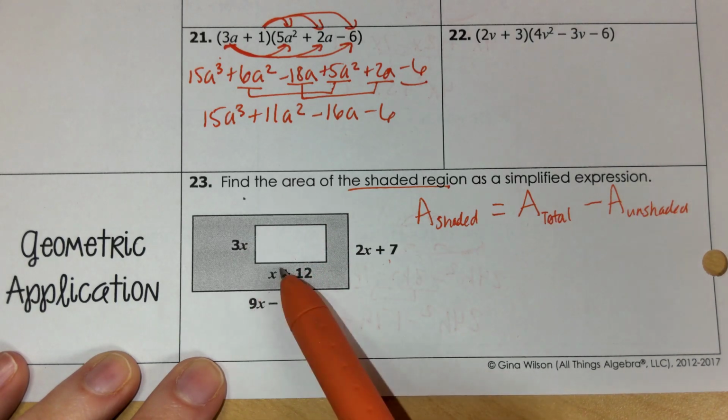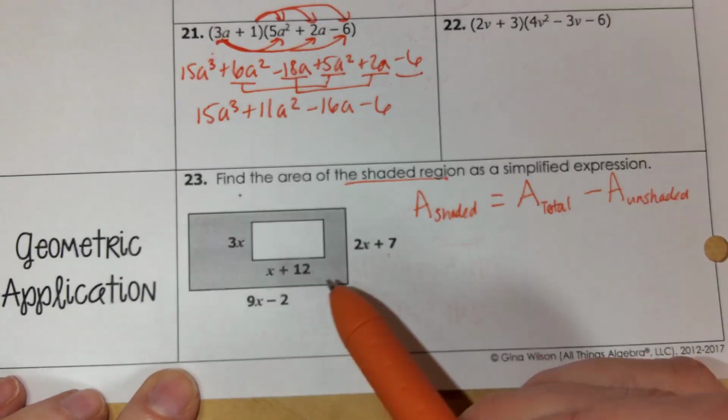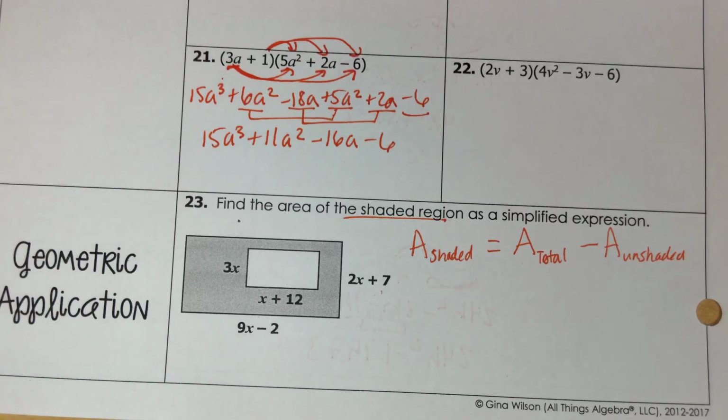You're going to have to multiply these two together to find that area and subtract them so that we can find just the shaded area. Okay, so that should be a little help for you to get that geometric application question started.